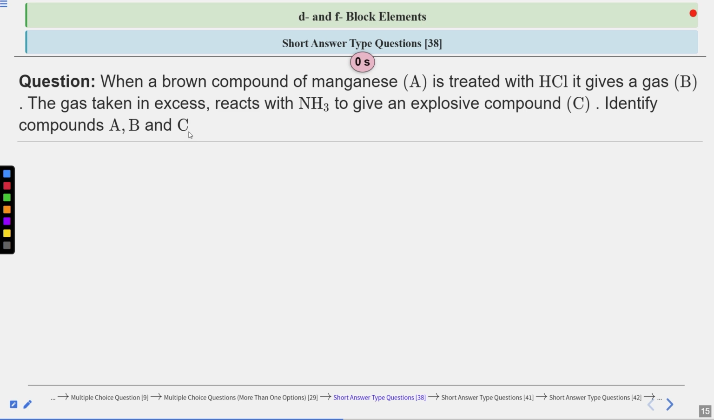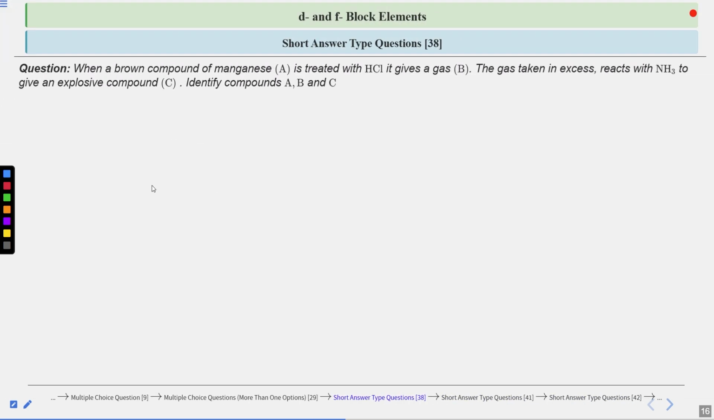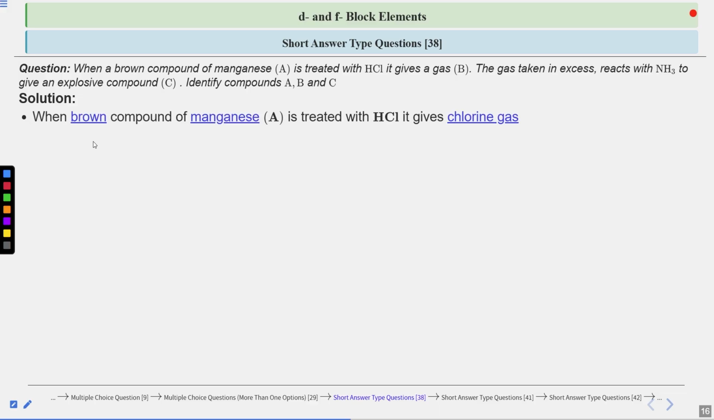Okay, let's see. For this given question, how can you explain that? First of all, you have to explain the reaction, like how the reaction is happening, what is forming after which, what is going to be the product. So when the brown compound of manganese, which is named as A, is treated with HCl, it gives chlorine gas, right? So when this manganese compound reacts with hydrochloric acid, it will produce chlorine gas.